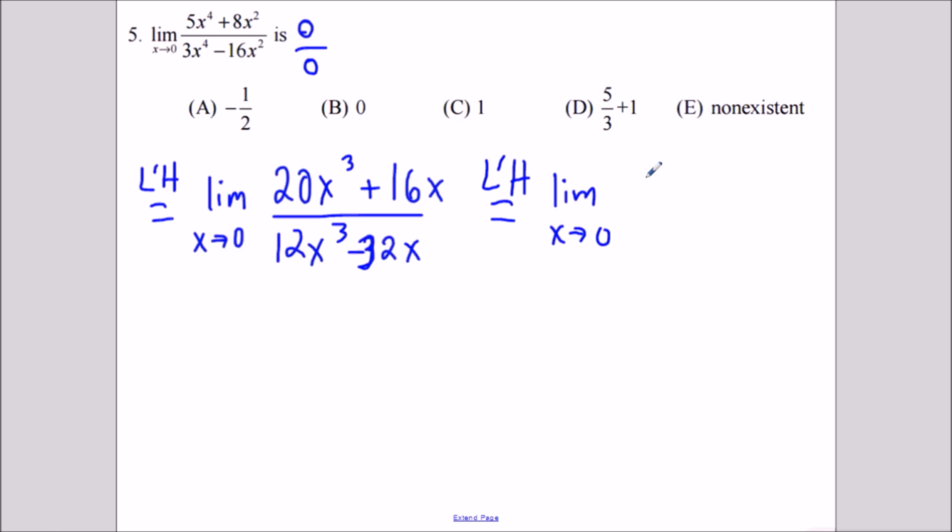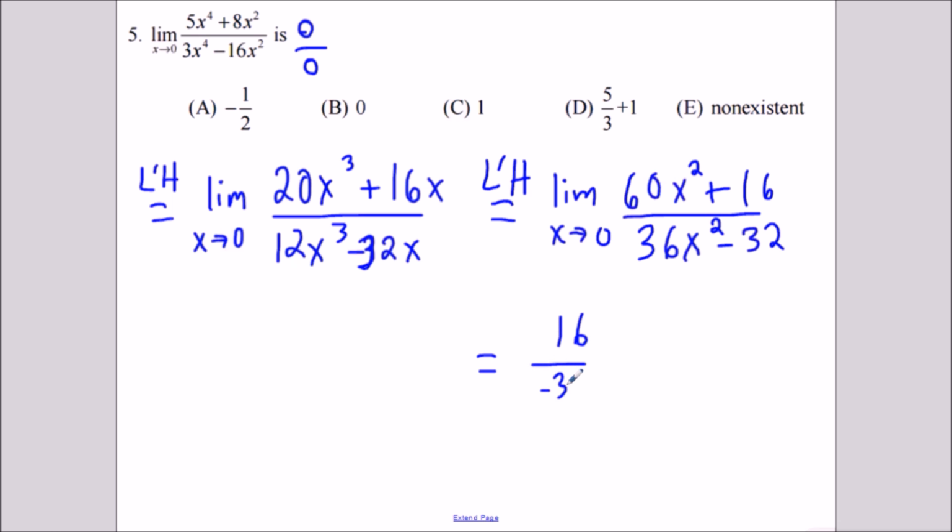And if we apply L'Hopital's rule again, we're going to get 60x squared plus 16 over, and we'll do 12 times 3 is 36. We'll have x to the second, and then minus 32 for the derivative of negative 32x. But now when we plug in 0, the first terms are going to cancel in the numerator and denominator, and we'll be left with 16 over negative 32, which reduces to negative 1 over 2. So for question 5, we should get choice A.